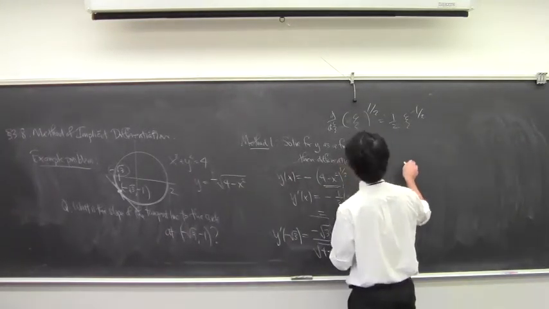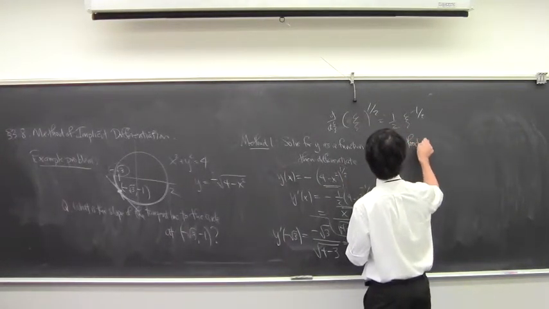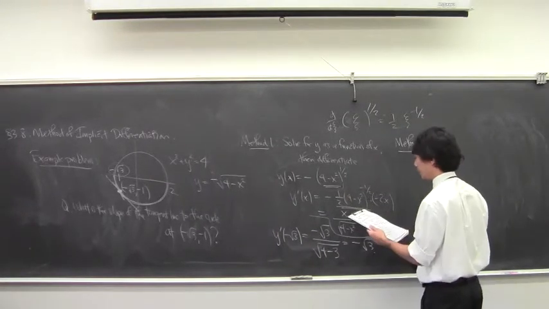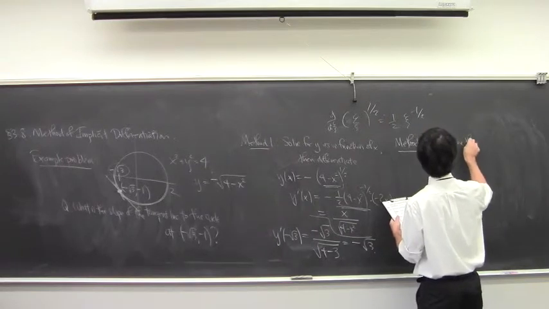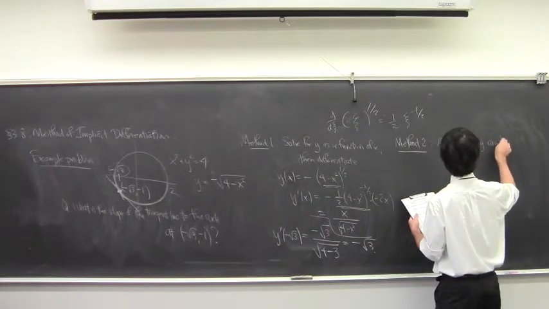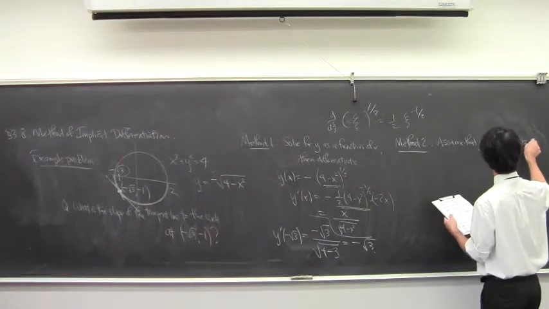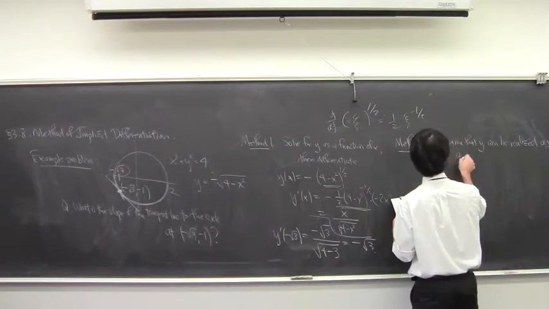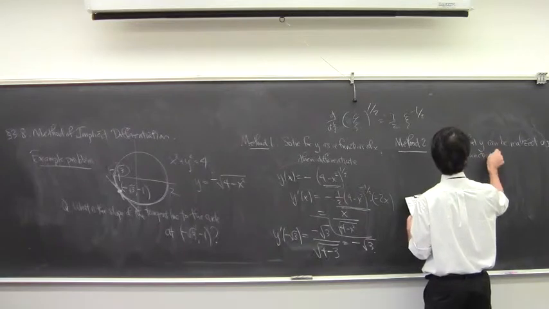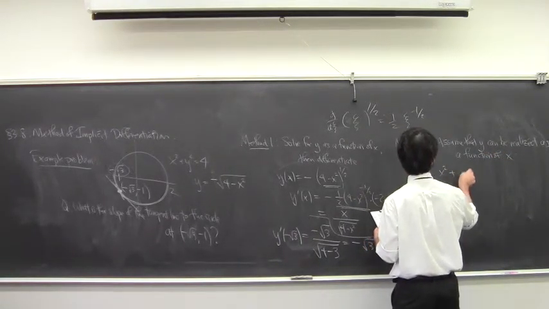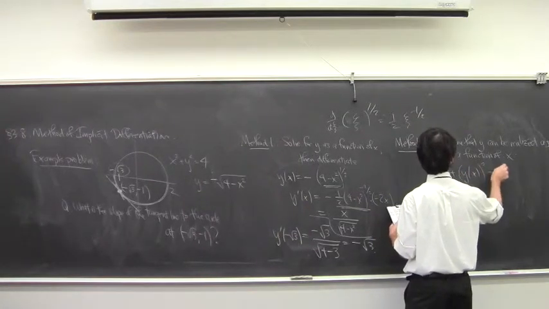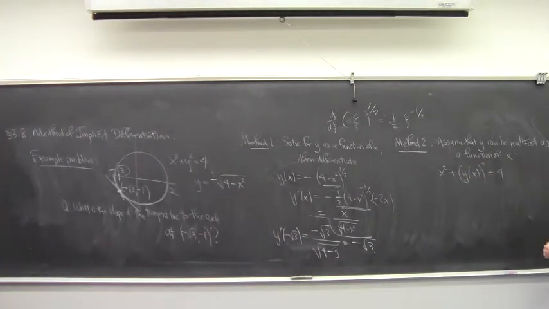Okay, so now method 2. This one is a little bit trickier, or a little bit more clever. You assume that y can be realized as a function of x. So you think x squared plus y as a function of x, squared, equals 4. You think, well, y really is a function of x. As x changes, y changes.